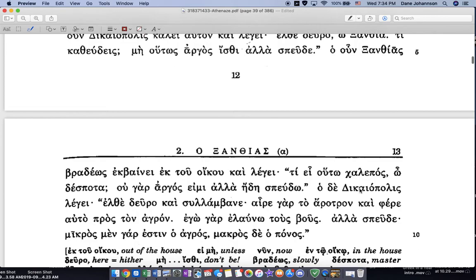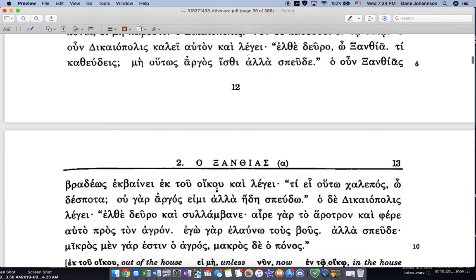Ho oun Xanthias bradeos ekbainei ek tou oikou kai legei. Therefore, Xanthias, slowly, bradeos, tacheos, quickly, bradeos, slowly. Therefore, Xanthias, slowly, ekbainei, comes out of the house, ek tou oikou, and says, he comes out slowly out of the house, he's lazy, argos.